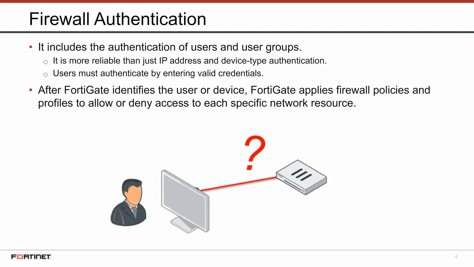Traditional firewalling grants network access by verifying the source IP address and device. This is inadequate and can pose a security risk because the firewall cannot determine who is using the device to which it is granting access. FortiGate includes authentication of users and user groups. As a result, you can follow individuals across multiple devices. Where access is controlled by user or user group, users must authenticate by entering valid credentials, such as username and password. After FortiGate validates the user, FortiGate applies firewall policies and profiles to allow or deny access to specific network resources.